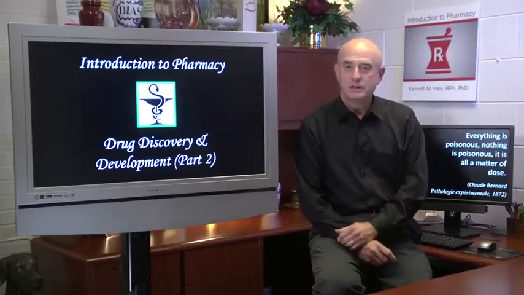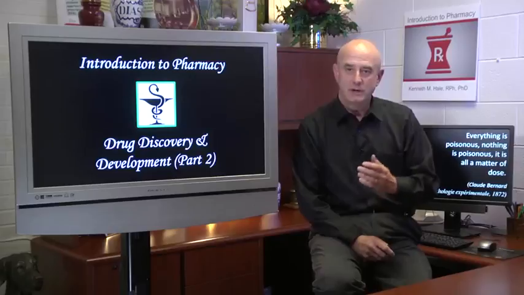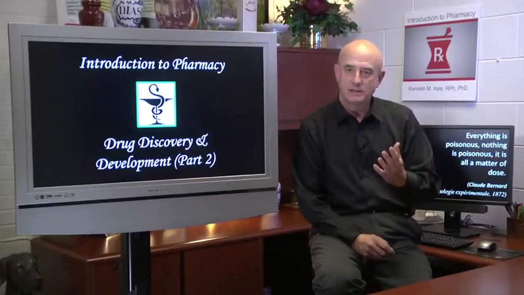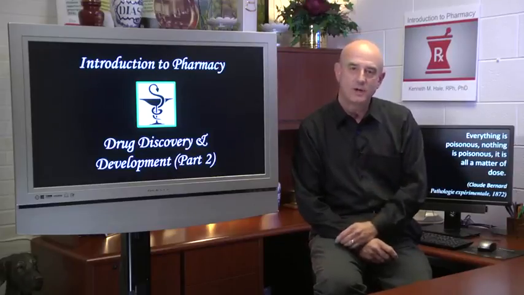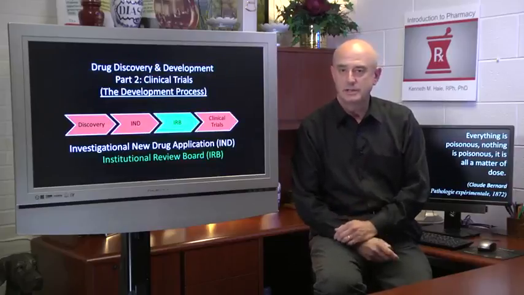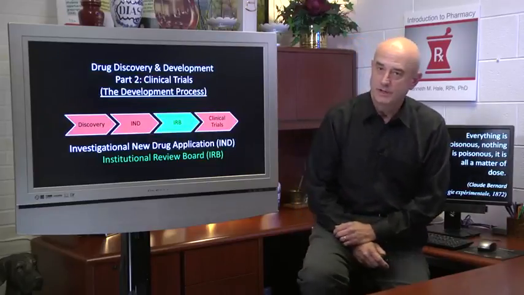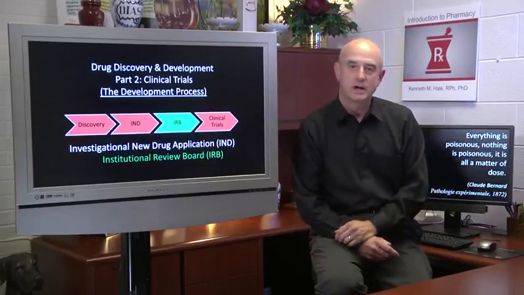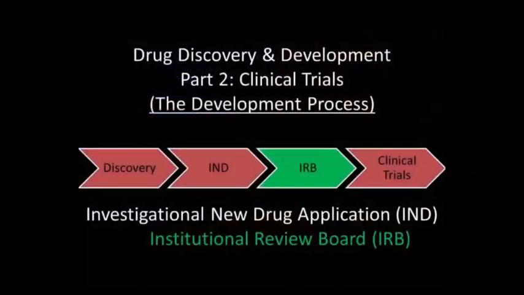And if those lead compounds, as we described them in part 1, are optimized, developed, and evaluated in preclinical trials in a way that shows promise, they might go into clinical trials. That's what we're going to discuss in part 2: drug discovery and development as it relates to clinical trials, the development process. This is really more of an evaluation process to determine if this compound has promise for real use in patients with the conditions that we're interested in treating.